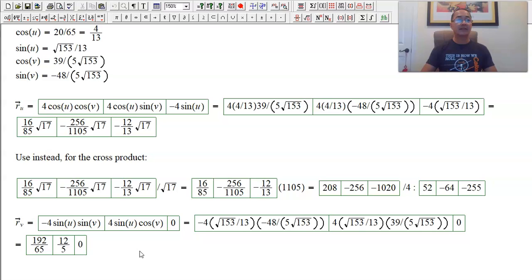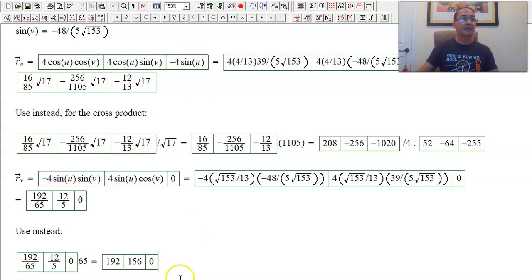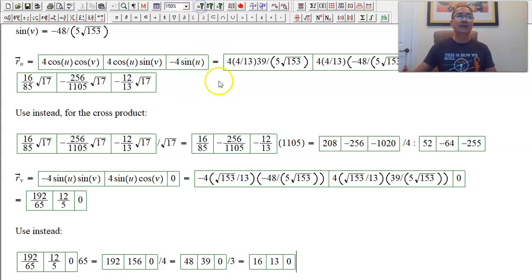And of course, we will use instead, take this vector, multiply it by 65. And what have we got? Okay, over here. And I think there's also a 4 in there. Is there a 4 in there? Yep, and that's about it. That is the best we can hope for. Or is, oh, wait, there's a 3 in there. So over 3, yeah, 16 and 13.